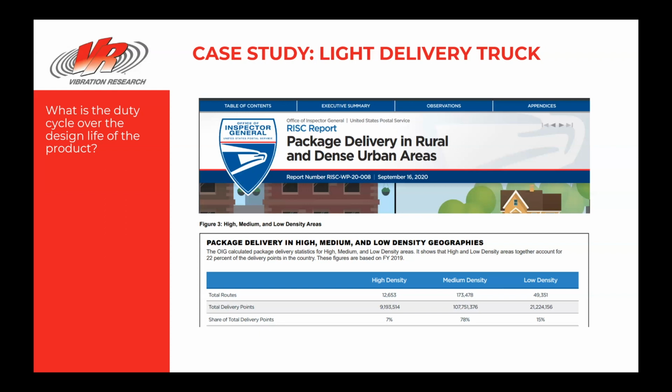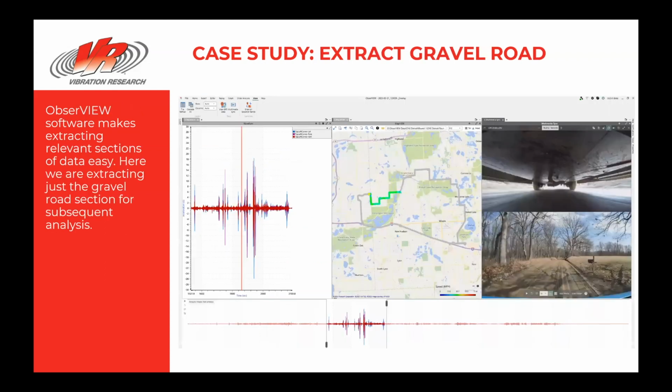Let's look at how these ideas were applied to a battery pack for a light delivery truck. Based on the analysis of package delivery routes in the United States, the data that was needed for this particular program was highway, rural, in other words, gravel road, and city driving. As such, we invented about a 20-mile route that included all three of these road types.